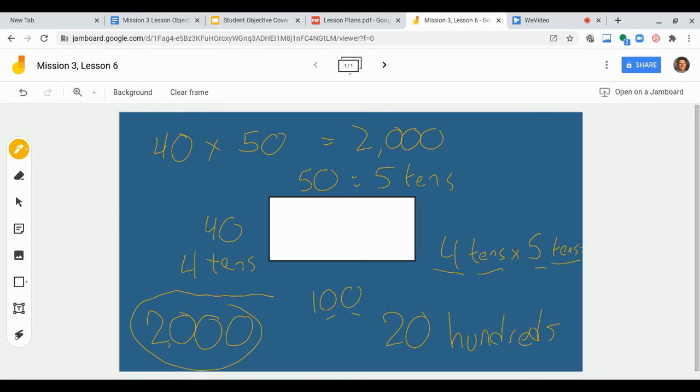So that's the area model, and that's what we are using in this lesson. So again, just break it down into how many tens are on each side. And remember, 10 times 10 is 100. And otherwise, you're just multiplying a single digit by a single digit.